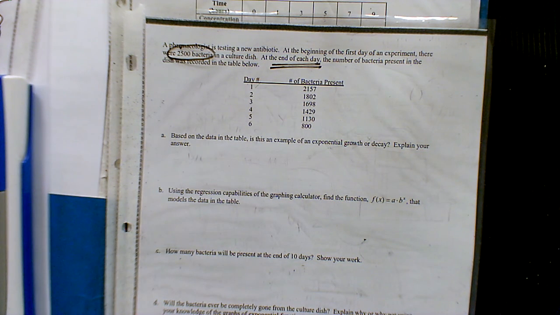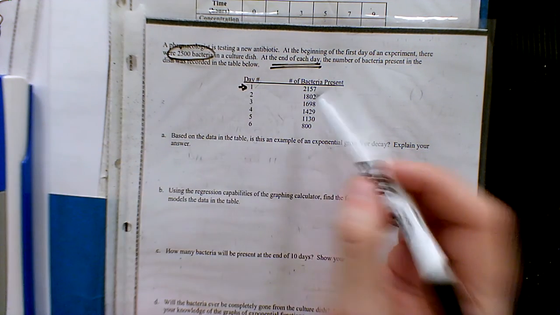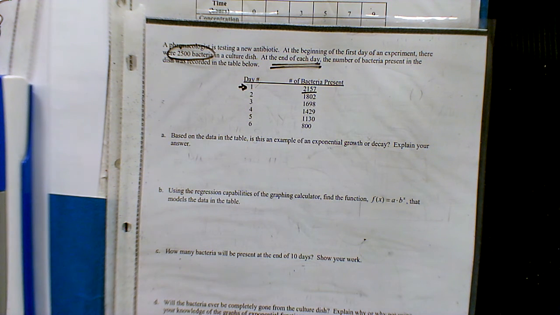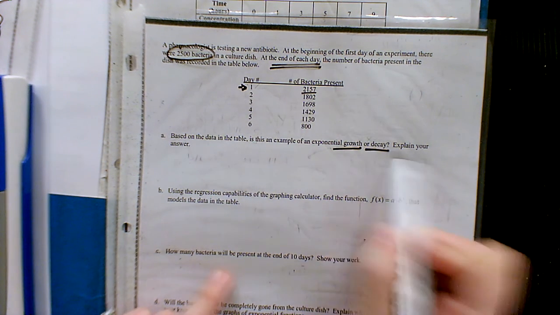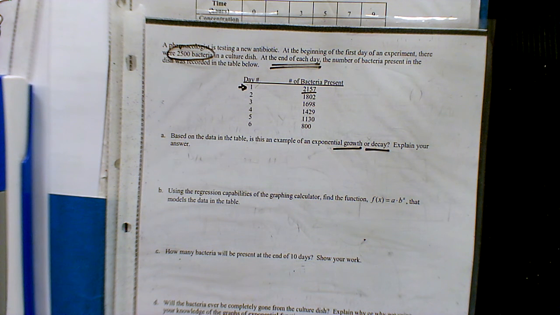Notice how we're starting with 2,500, but at the end of day 1, we only have about 2,100 left. If we're using an antibiotic, it makes sense that the bacteria should be decreasing because it's killing it off. It's getting rid of that bacteria or disease. Can we, first of all, take a look at the table or think about this scenario and whether it models exponential growth or decay? As time goes on, is the bacteria getting increasingly larger or approaching an asymptote, if we think about a graph?